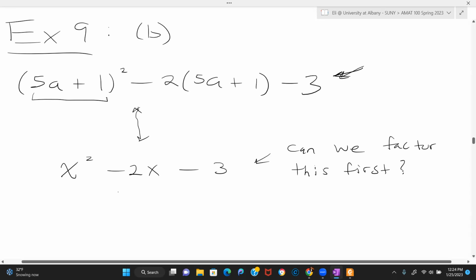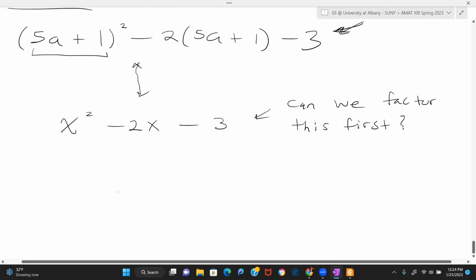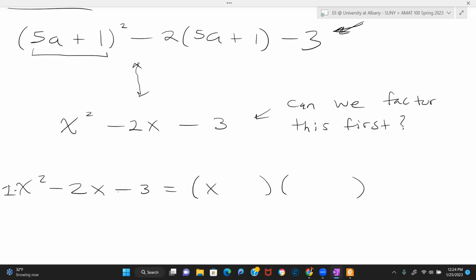So can we factor this one first? Let's write it over here like this. Again, we want to write it as a product of polynomials like this. In this case, we have the one coefficient, right? So we know that it's just going to be x here and then x, and the coefficient is going to be 1. Figuring out what goes here is just a matter of looking at the factors of this.